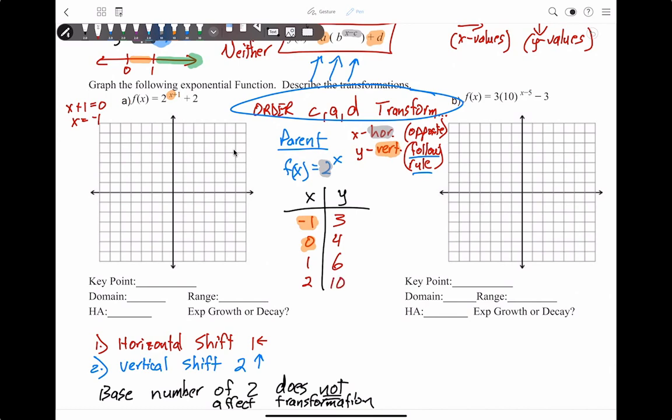So I can go ahead and graph these x, y values, -1, 3. I could do 0, 4. I could do 1, 6. And then the 2, 10 is off the page. Okay, but nonetheless, there's my graph.